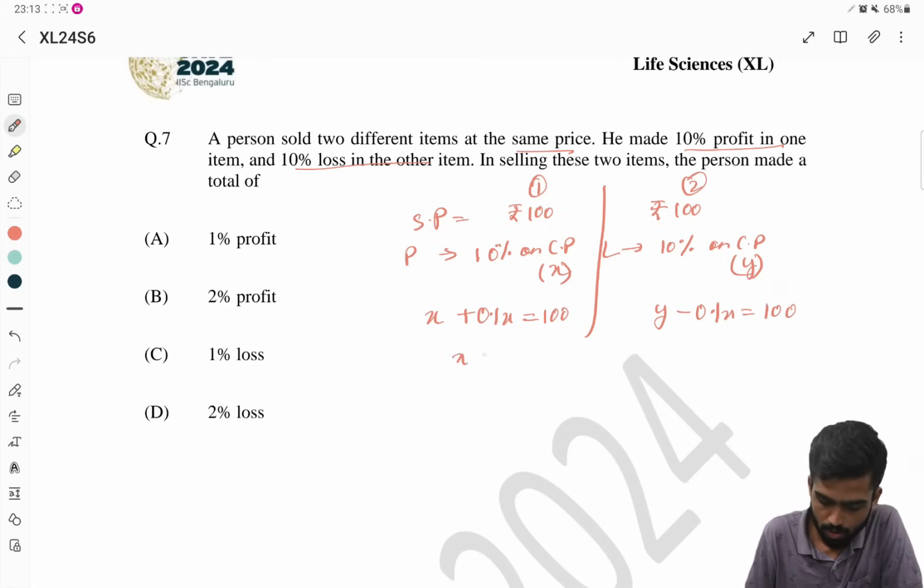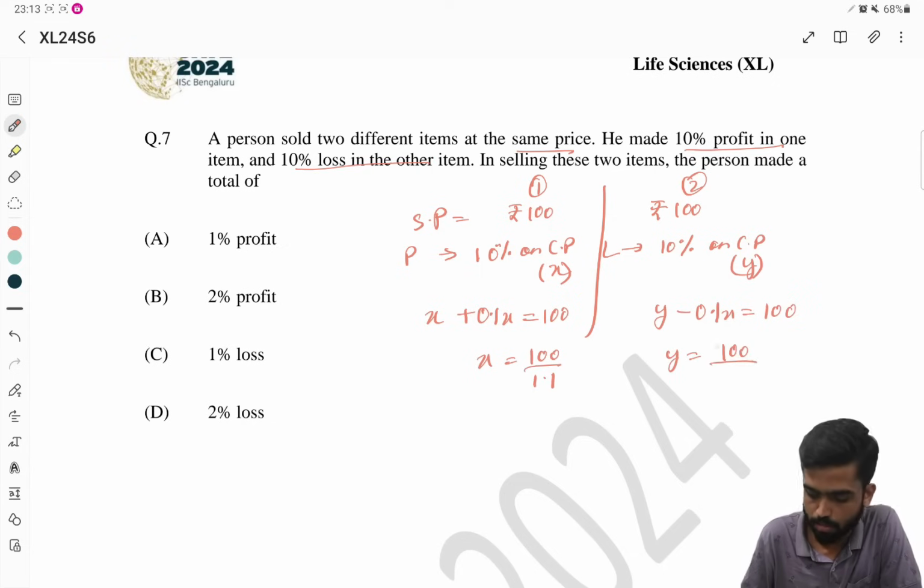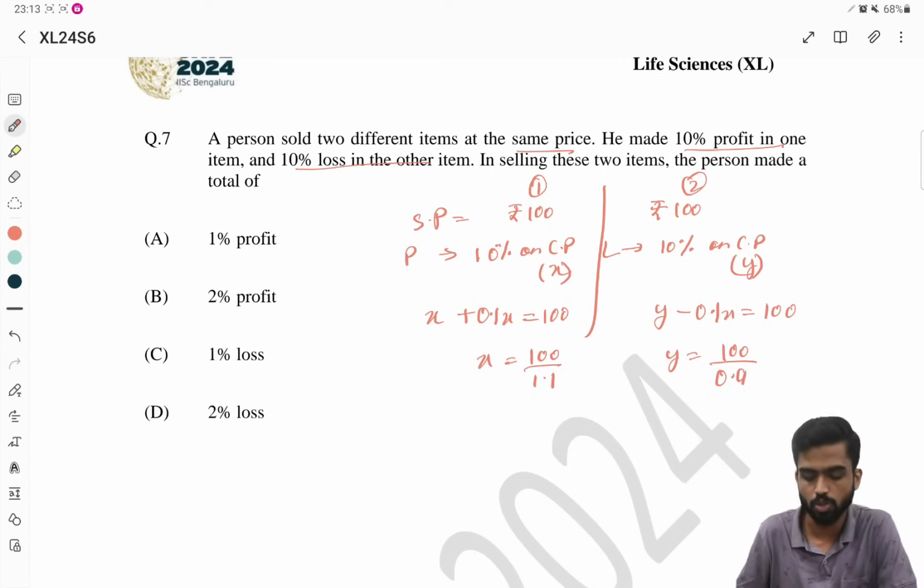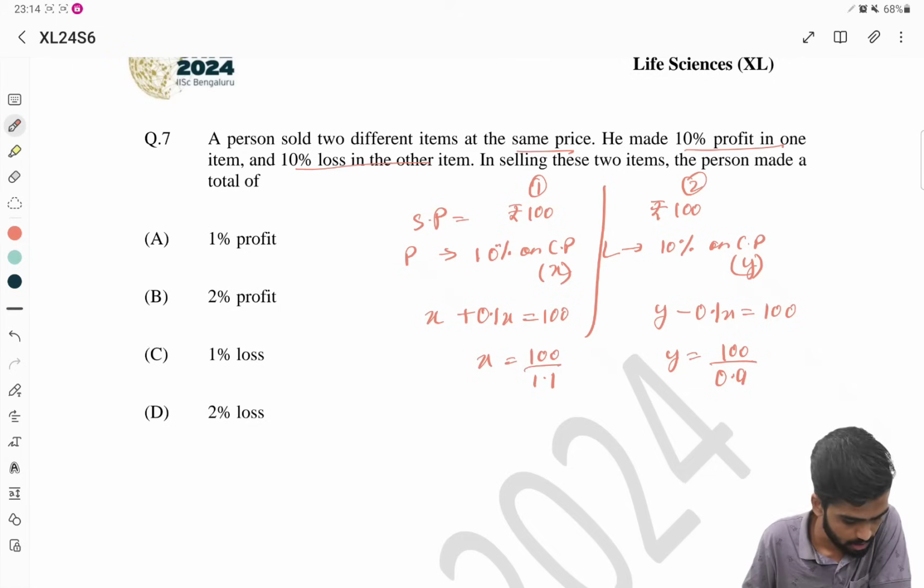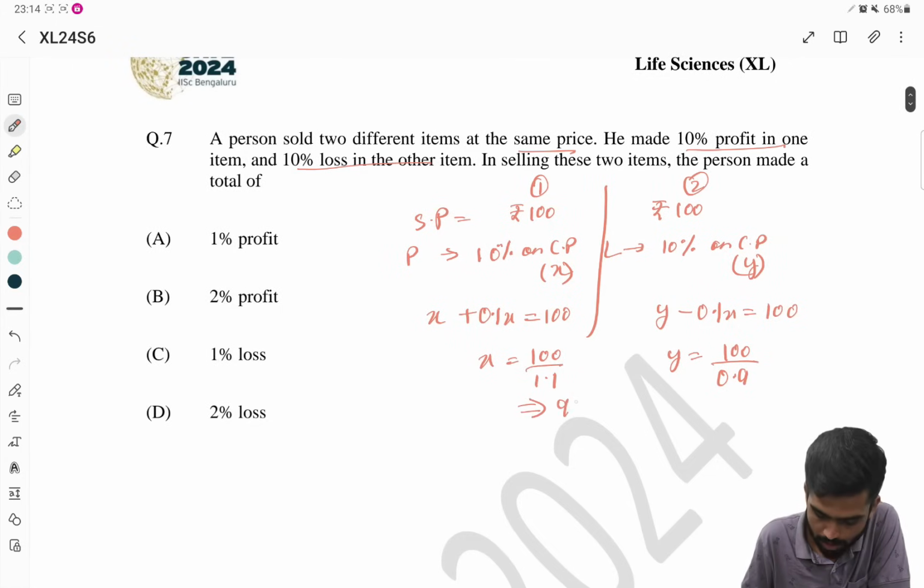Now from here we know that X times 1.1, so X is equal to 100 by 1.1, and Y is equal to 100 by 1 minus 0.1, which will be 0.9. Now 100 by 1.1 will be 90.9 rupees, and 100 by 0.9 will be 111.11 rupees.